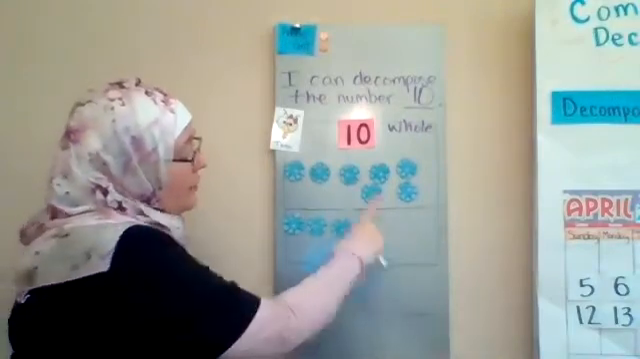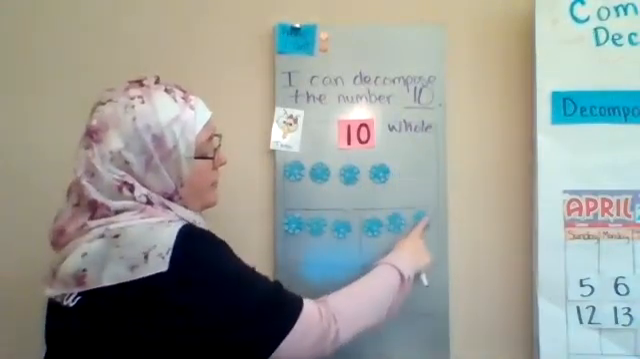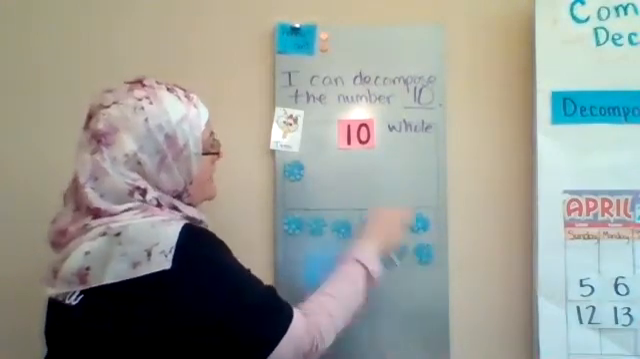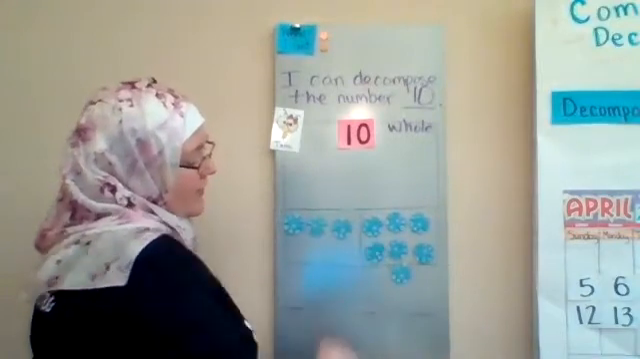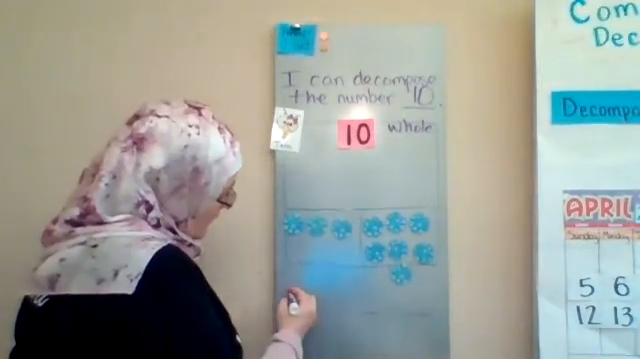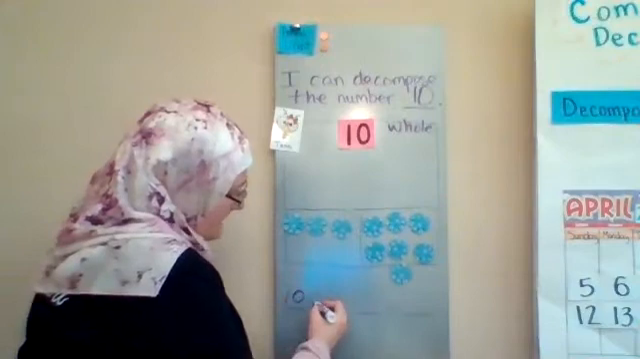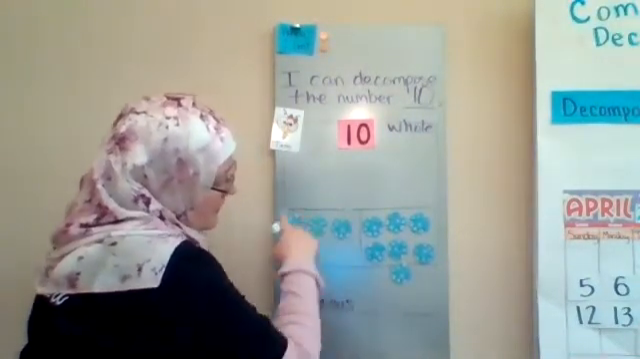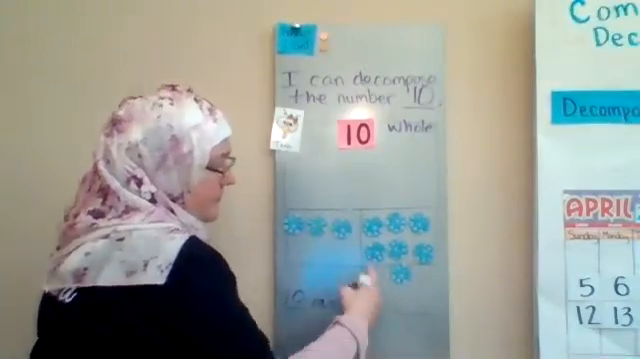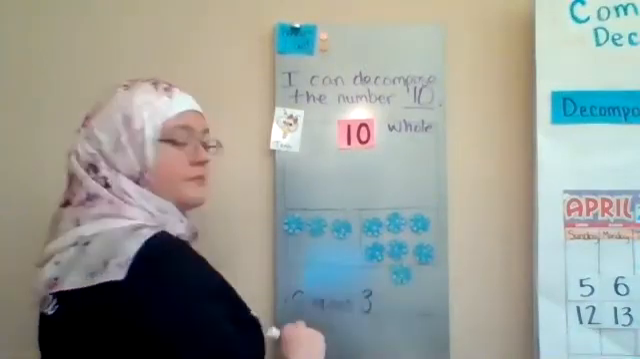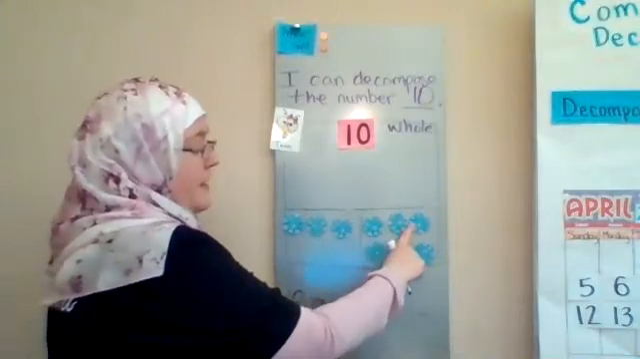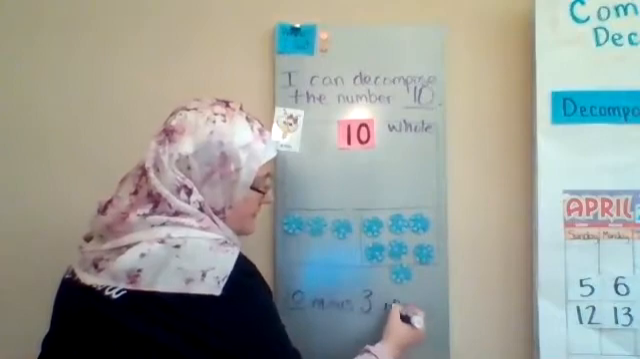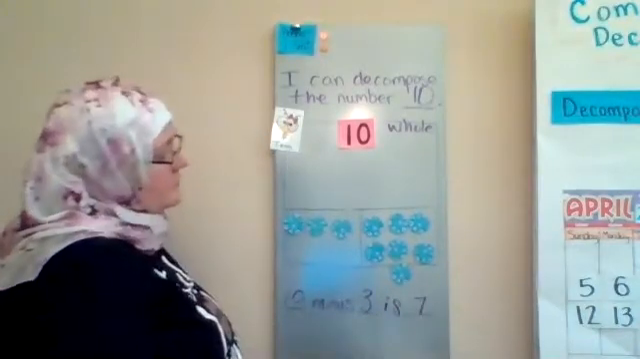Let's count how many in the second part. 1, 2, 3, 4, 5, 6, and 7. So 10 minus 3 is, did you figure it out? 1, 2, 3, 4, 5, 6, and 7 is 7.